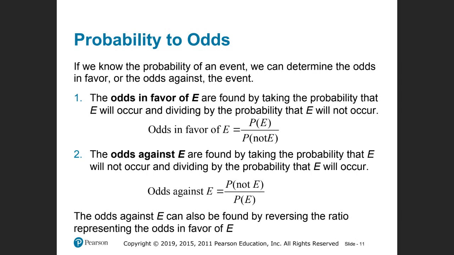Probability to odds. If we know the probability of an event, we can determine the odds in favor or the odds against the event. Number one, the odds in favor of E are found by taking the probability that E will occur and dividing by the probability that E will not occur. The odds against E are found by taking the probability that E will not occur and dividing by the probability that E will occur. The odds against E can also be found by reversing the ratio representing the odds in favor of E.